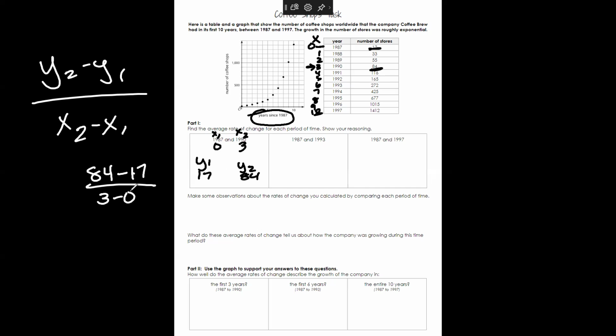Somebody plug into their calculator 84 minus 17. 67 over 3. What's 67 divided by 3? 22.333. Okay. So can you try these next two?